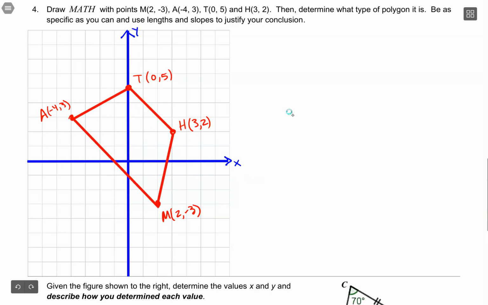Looks like this. And the next thing is kind of tedious, and students really struggle with this. In order to determine exactly what type of polygon this is, we need to use side lengths and slopes to justify our conclusion. I think it's a trapezoid. It looks like a trapezoid, but I can't guarantee that until I actually calculate some slopes and some lengths. So let's do all the slopes first.